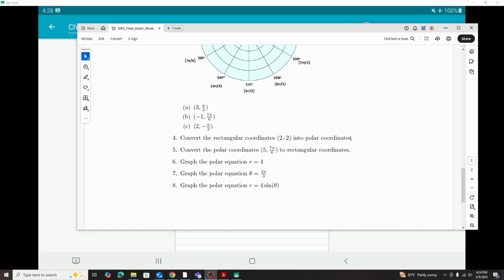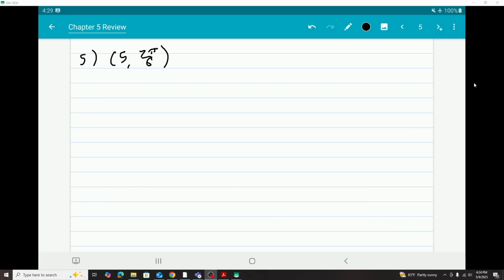Problem number 5. So now we want to go the other way. We want to convert the polar coordinates to the other direction. We want to go polar to rectangular. And so our polar coordinates are 5 comma 7 pi over 6. Converting from polar to rectangular is, at least in my opinion, easier, because it just boils down to 2 formulas.